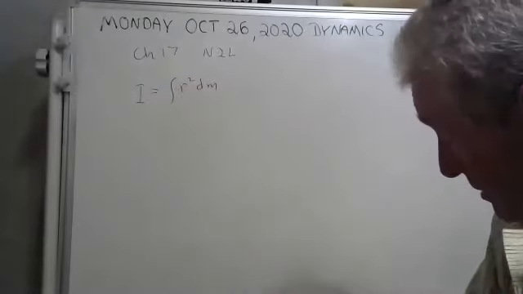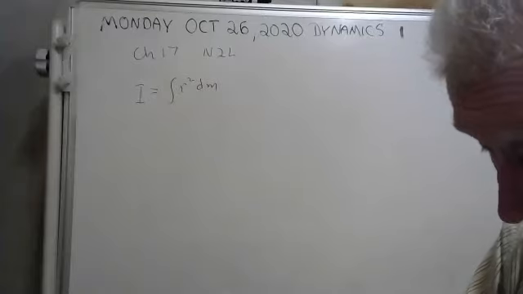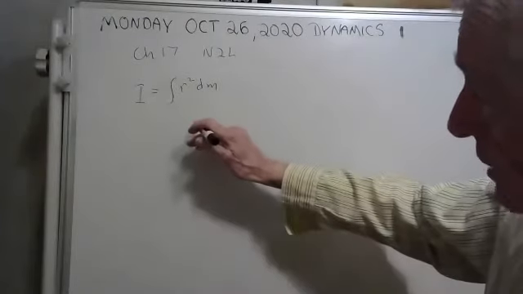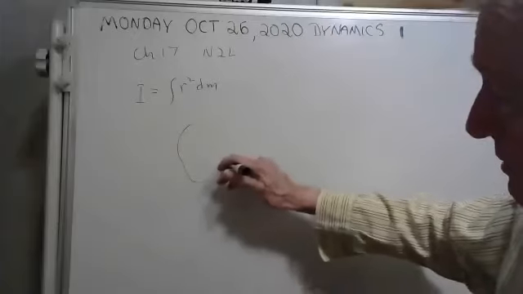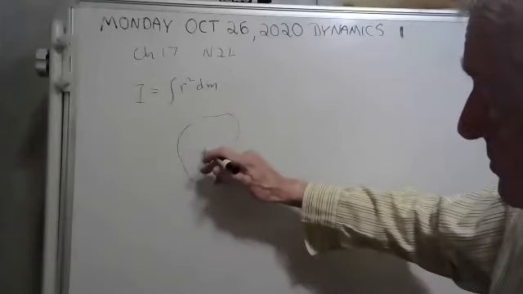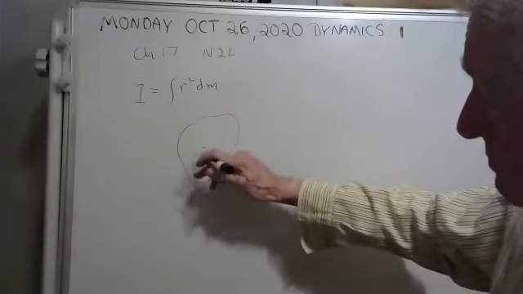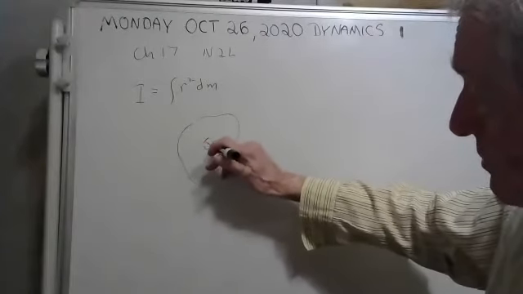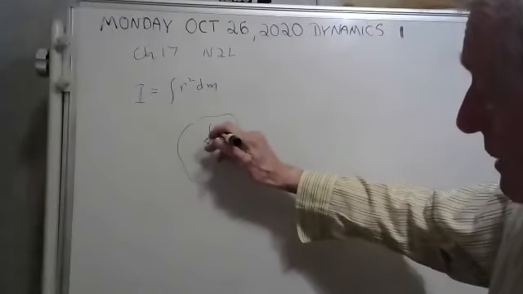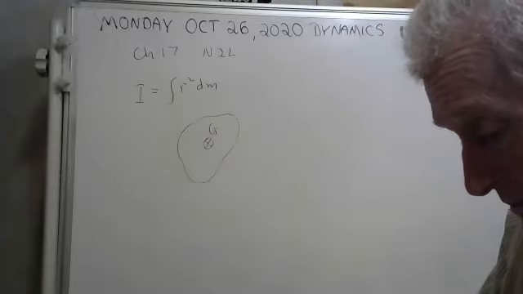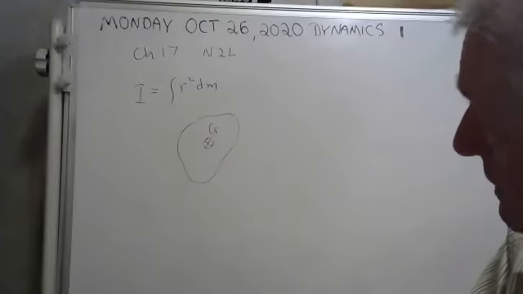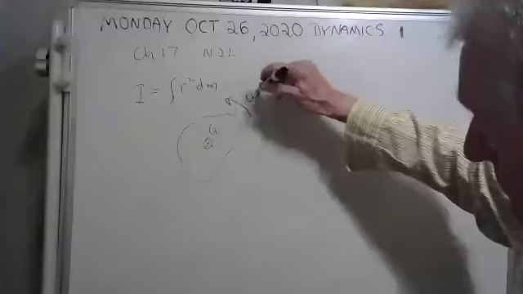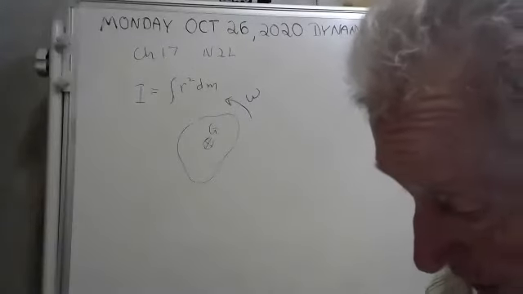It's got a name. It's called the mass moment of inertia. And here's where it came from. If you take a body, I'll just take a chunk of metal or something, somewhere it's got a center of gravity. We all know that. And suppose this thing is spinning. It's got some omega. It's spinning, okay?